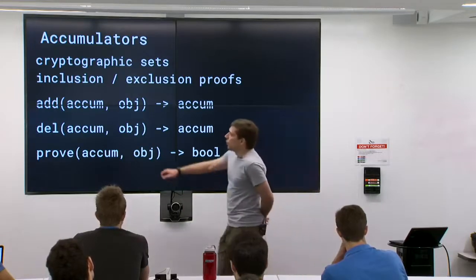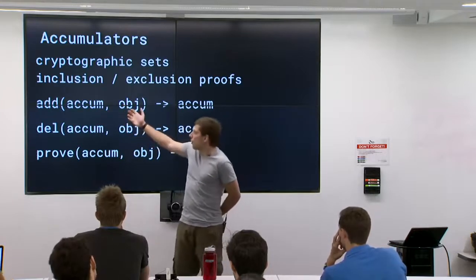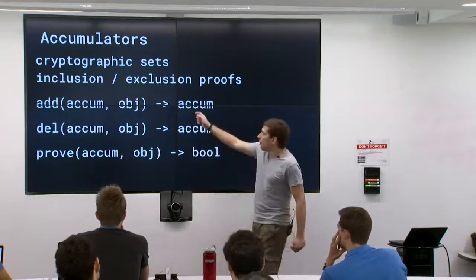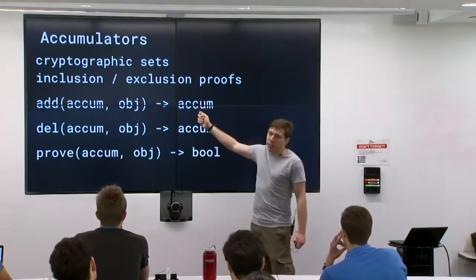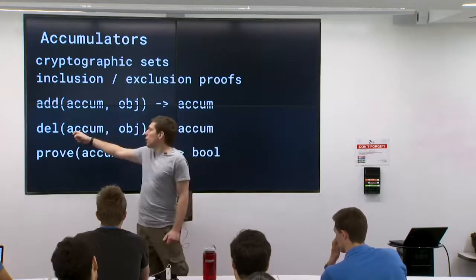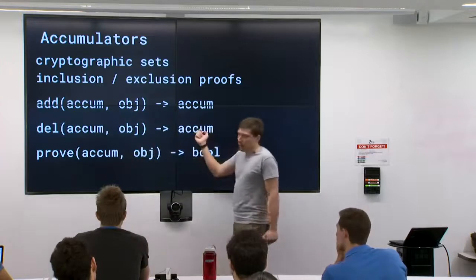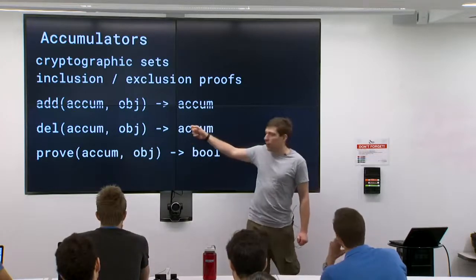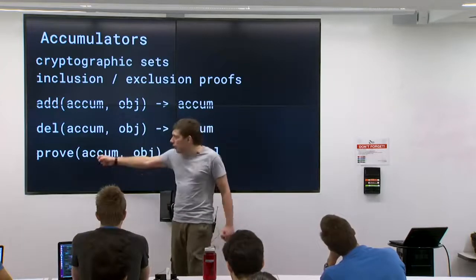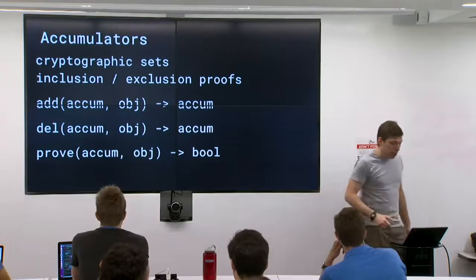So the idea is you take an accumulator and you add an object to it. In general, objects are going to be strings of bytes or just numbers, right? And then it spits out a new accumulator. Essentially, it modifies the accumulator in place. If you delete, you say, okay, I've got an accumulator and I want to delete this object. Well, it'll modify in place and return a different accumulator. And then maybe I want to prove that this object is in this accumulator, and it will return a Boolean. Like, yep, that worked, or no, it didn't.